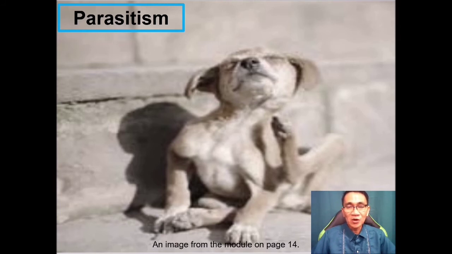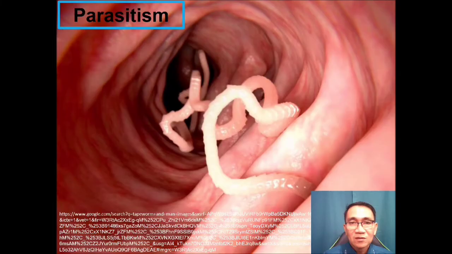What do they call the dog? How about the flea? The dog serves as a host and is harmed, whereas the flea serves as a parasite and benefits. Therefore, it is called parasitism. The parasites may live inside or outside the body of the host. Take tapeworms, for example. Tapeworms live inside the intestines of humans. They depend upon the host for their food and nutrients.